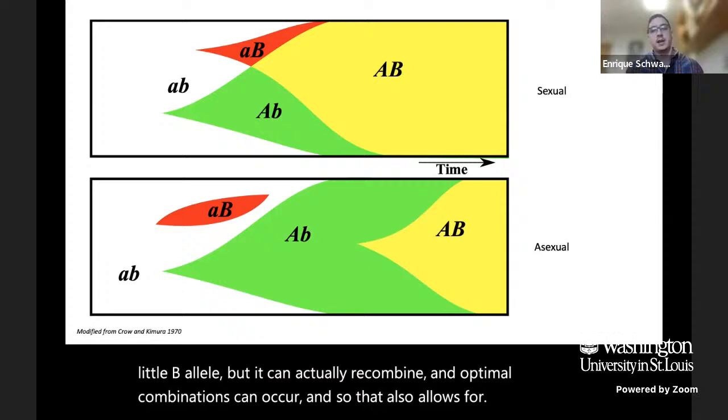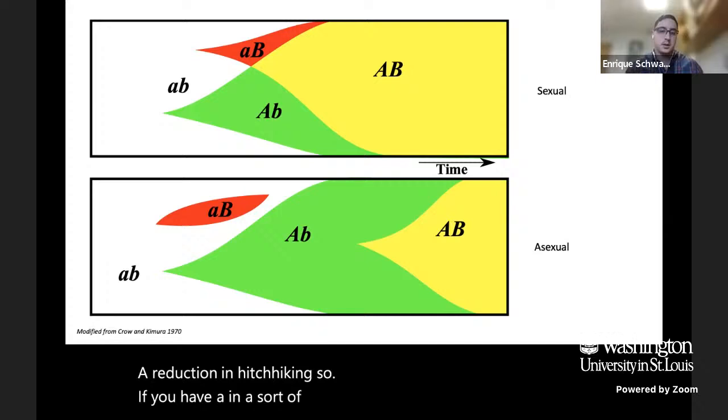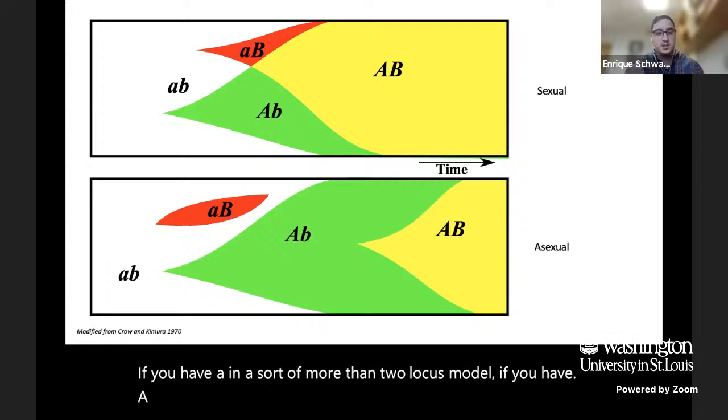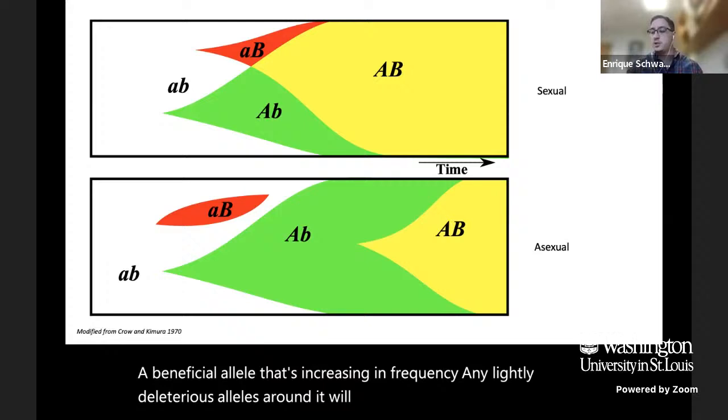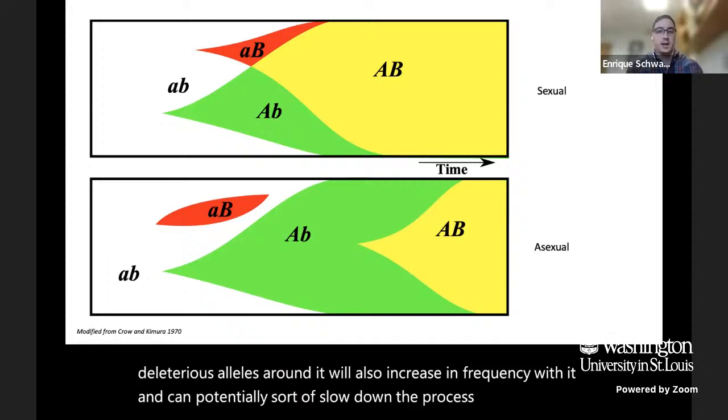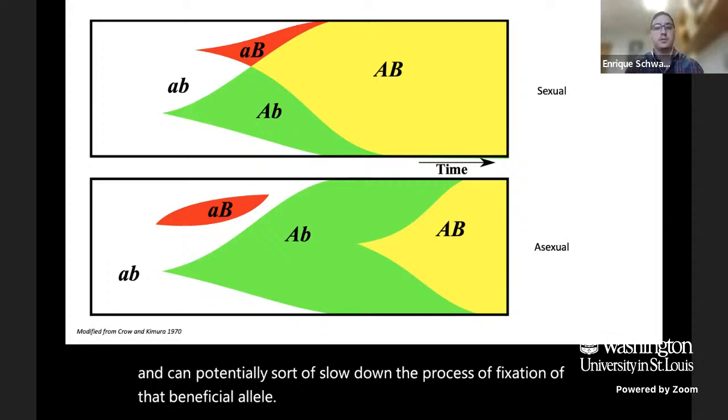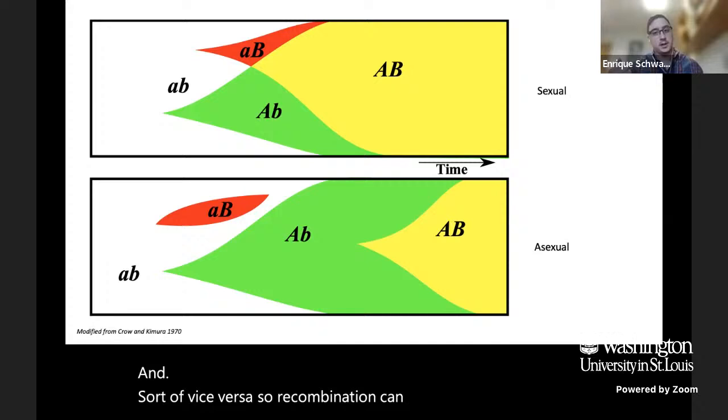So if you have, in a more than two locus model, a beneficial allele that's increasing in frequency, any lightly deleterious alleles around it will also increase in frequency with it, and can potentially slow down the process of fixation of that beneficial allele, and vice versa. And so recombination can help purge deleterious alleles and fix beneficial alleles more quickly than in its absence.